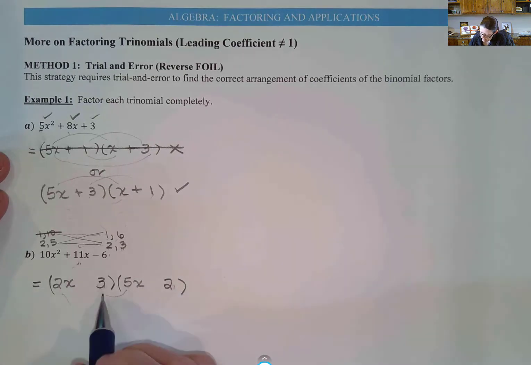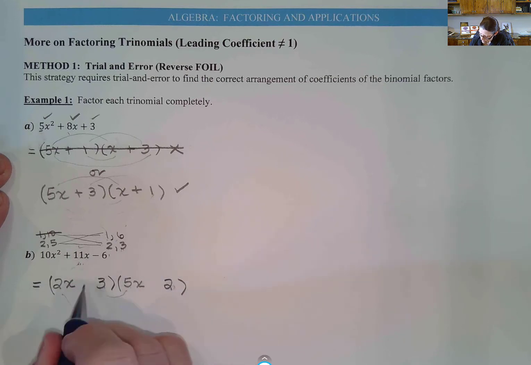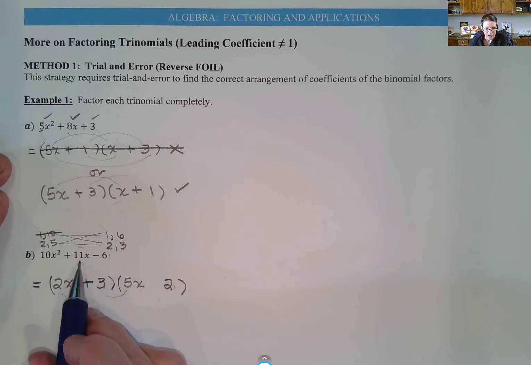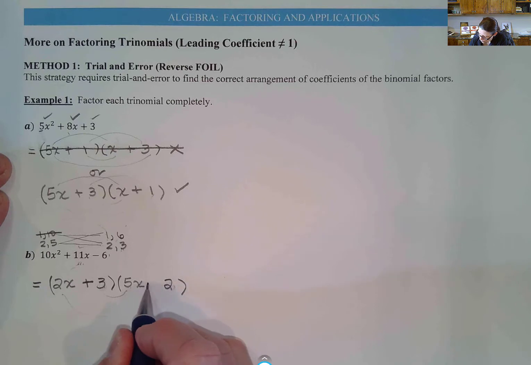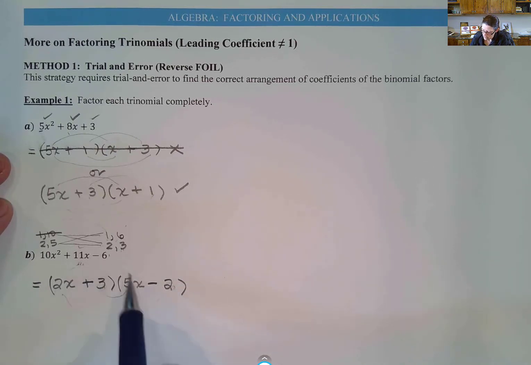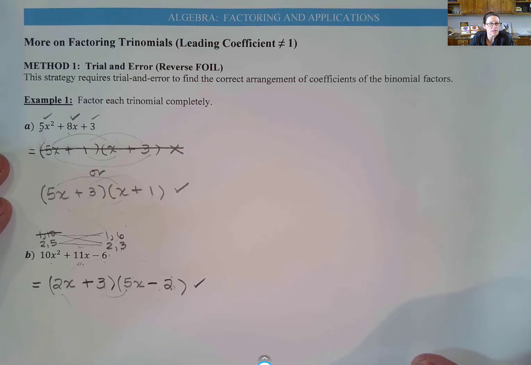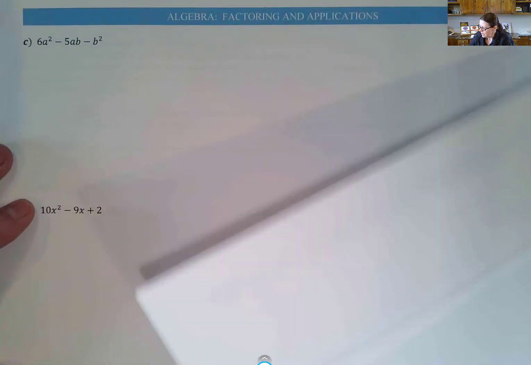15x with 4x, that is going to work as long as the 15x carries a positive sign and the 4x the negative sign. Now let's check this completely. 10x squared, outer product negative 4x, inner product 15x, that sums to 11x. And 3 times negative 2 gives the negative 6, and that's going to check out. And this is the process of trial and error. Okay, we consider all of the options, and we do our best to find the one that works.